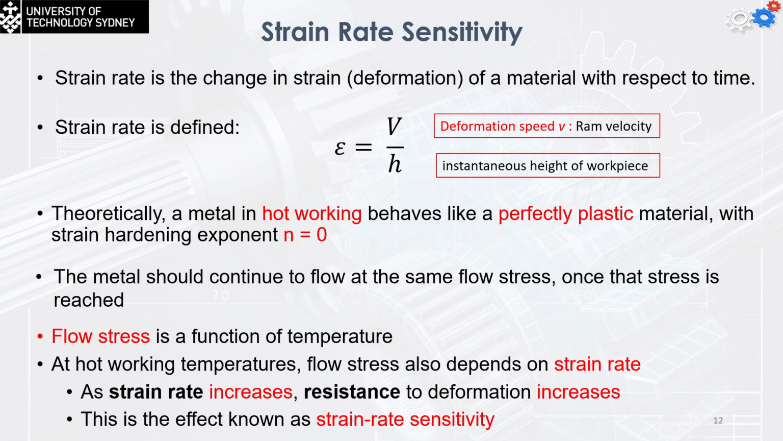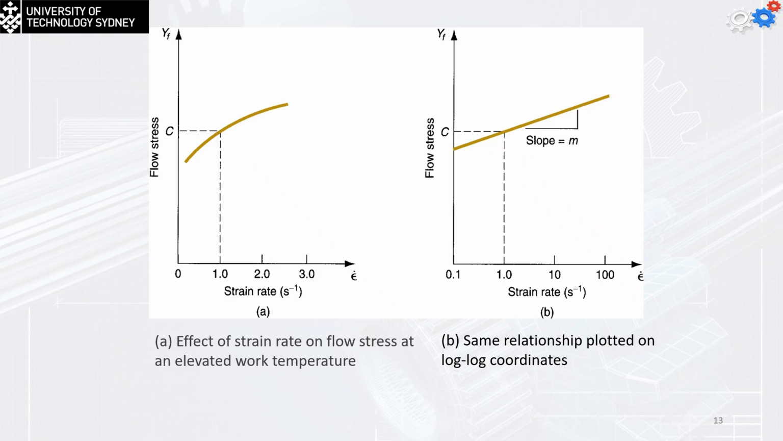At the hot working temperature, the flow stress also depends on the strain rate. As the strain rate increases, the resistance to deformation increases, and this is the effect known as strain rate sensitivity. So that's the definition of strain rate sensitivity. You can see in figure A the effects of the strain rate on the flow stress at elevated work temperature.